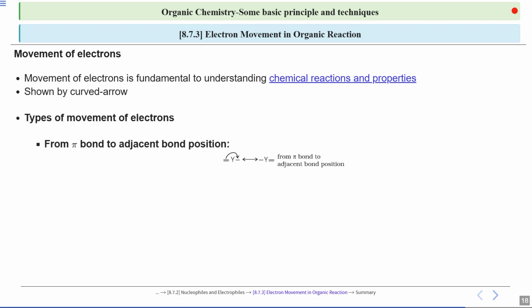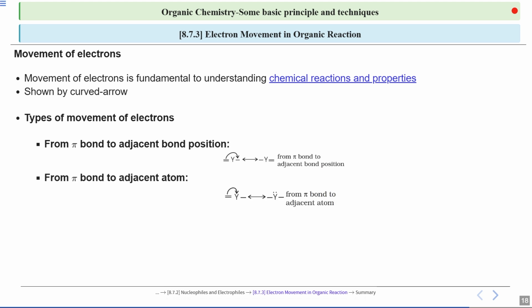Here are some examples. You will get a better idea about this when you study resonance. But for now, you can think that there are two bonds on the left side of the Y and one bond on the right side of the Y. How will you show the electron movement from the left side to the right side? You will take the tail of the arrow, put it on the electron source where the electron is coming from, and move it onto where the electron is going. Okay. So here the pi bond is moving onto the adjacent bond position, and the arrow has a tail on the electron rich position and a head on the electron deficient species.